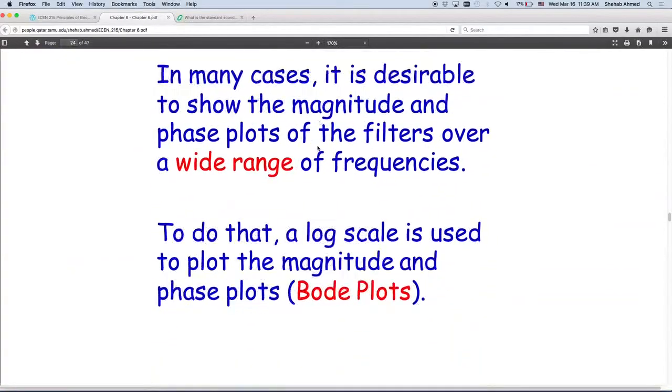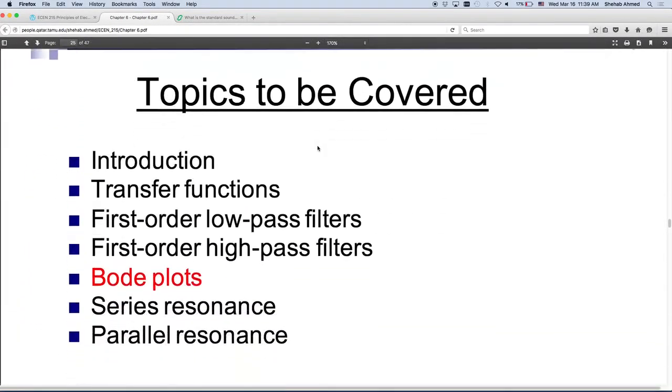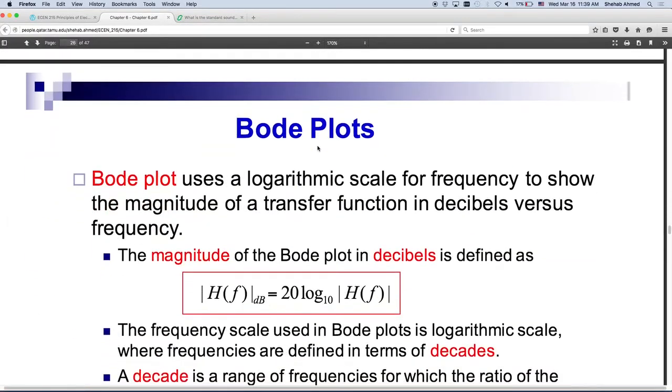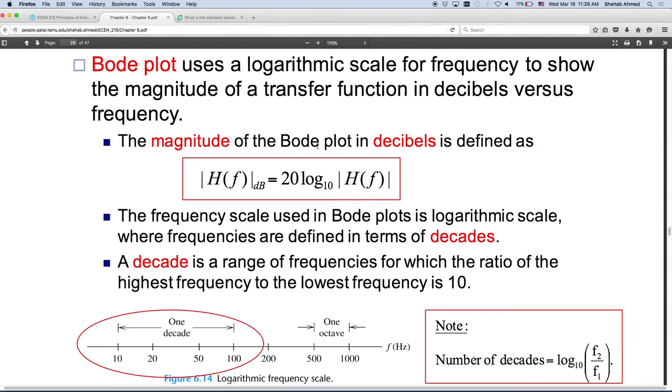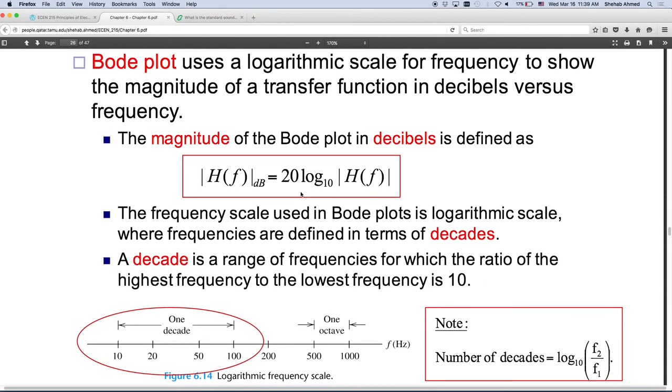So how do we do that? And that's called a Bode plot. So you will take your magnitude, take the log base 10 of it, and multiply it by 20, and that's how you will convert your signal to logarithmic scale. Right?